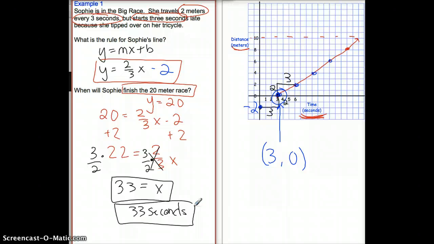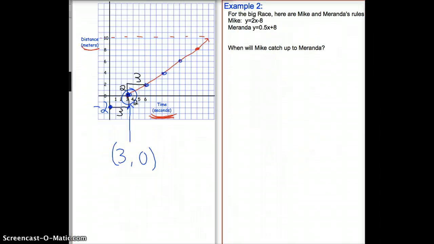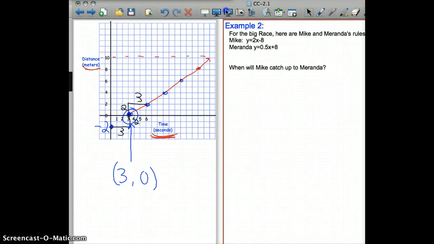So hopefully you saw how the graph can help you write the rule and how you can use the rule to solve these problems. But keep in mind what x and y represent. Let's take a look at the second example. The second example gives us 2 rules for Mike and Miranda.